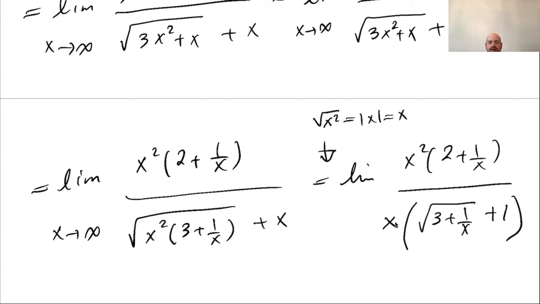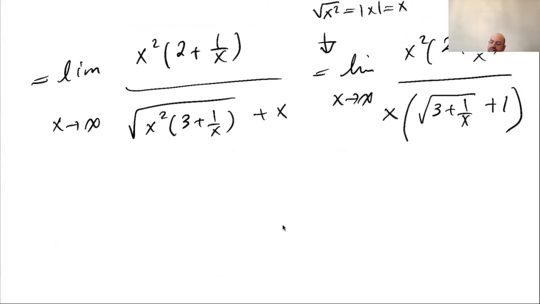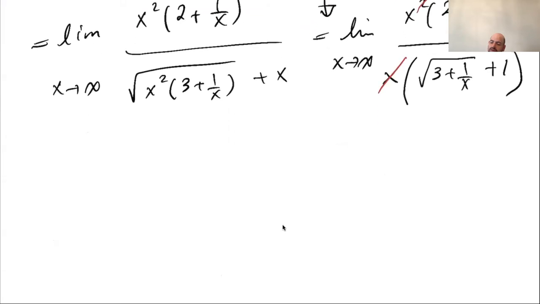I'm taking x out because the square root of x squared is x. When it comes out of the square root, x comes out. Now that x, I'm taking it out. Then what will be left? Square root of 3 plus 1 over x, and then plus 1. This x, if I factor x out, 1 will be left. As x goes to infinity, now I can simplify this power with this x.